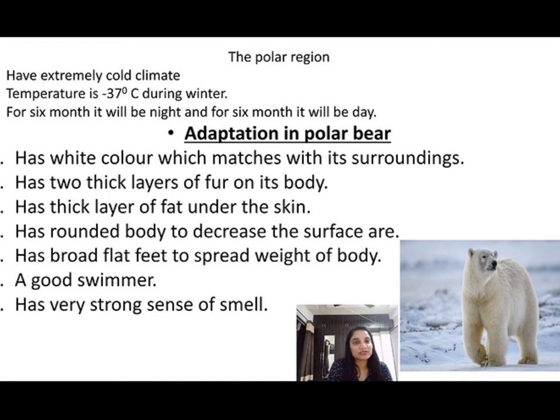They are good swimmers just because of that reason. They eat seals and other fishes also, and they have a very strong sense of smell. Most of the time this is a common feature for all animals, that they have a strong sense of smell, because they are animals that have to catch their prey.